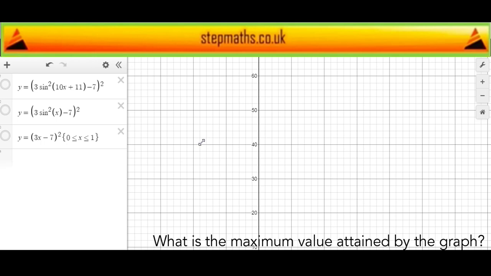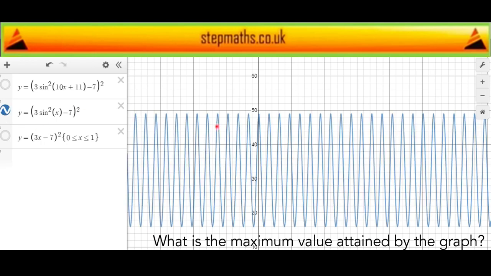So we're trying to work out the maximum of this function. But the thing is, 10x plus 11, we can just replace this with x, because any maximum this reaches, this will certainly reach, and vice versa. So let's plot that. Okay, we're getting there. This is much better than what we started with. But I still don't like it. I'm not a big fan.